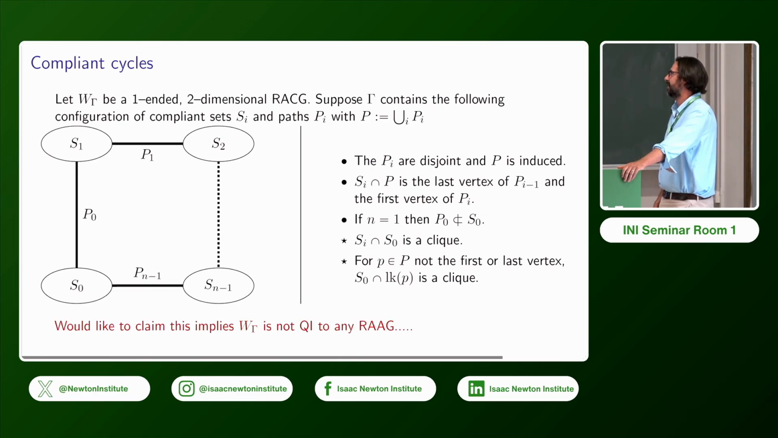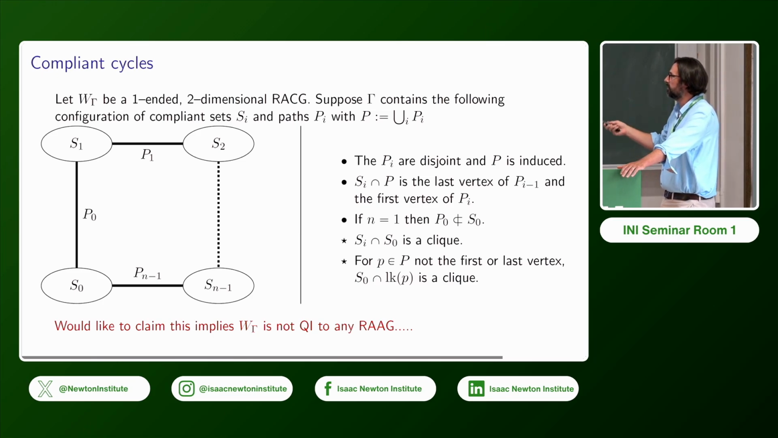Now, I would like to claim that if you have such a configuration, you can't be quasi-symmetric to any RAAG. I don't know how to prove that. So this theorem doesn't have as nice a statement as I would like. The way it's going to go is we suppose this happens, and suppose that you are quasi-symmetric to a RAAG, and then derive a bunch of restrictive conditions, and then in practice you would look at your gamma and hope that you could refute one of those conditions.